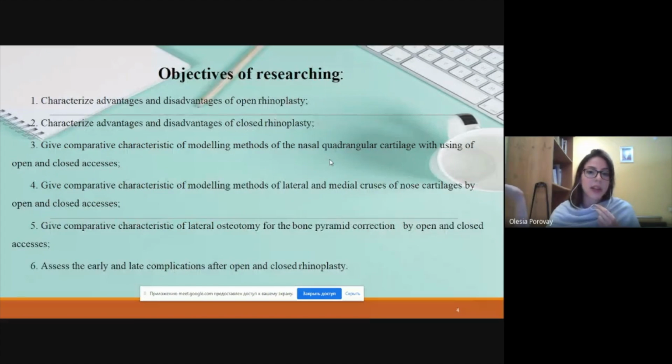Now you can see on the slide the objective of our research. It is to characterize the advantages and disadvantages of open and closed rhinoplasty, comparing methods such as modeling of the nasal quadrangular cartilage, modeling of the lateral and medial crura of the nose, and lateral osteotomy for bone pyramid correction, of course by open and closed access. And no less important is assessing the early and late complications after rhinoplasty.